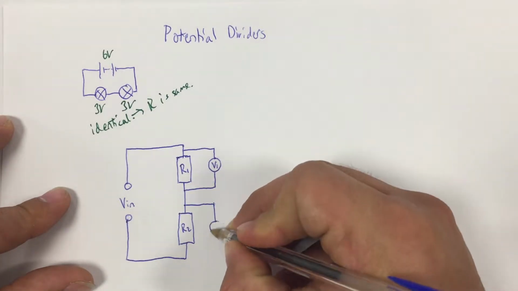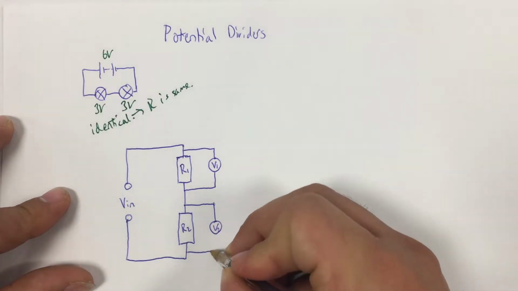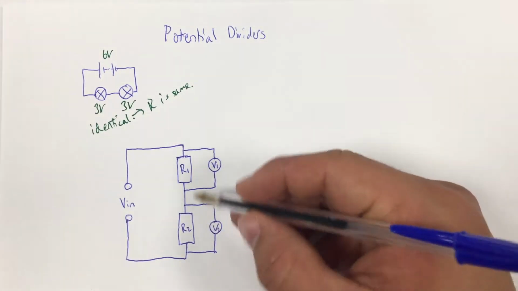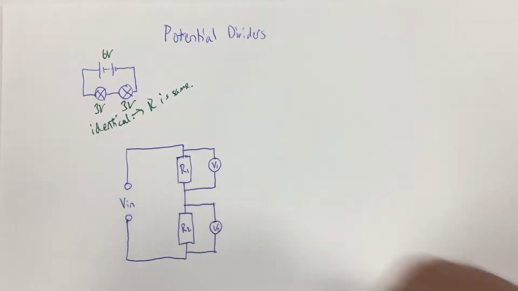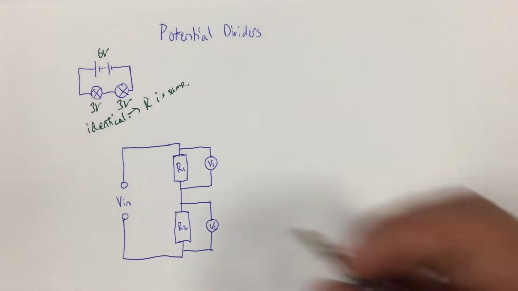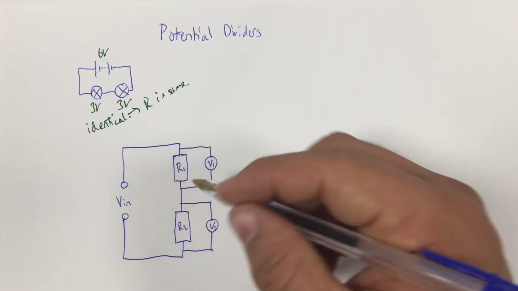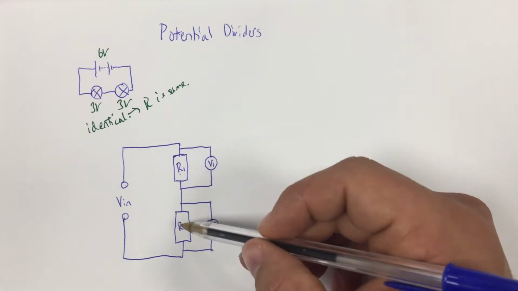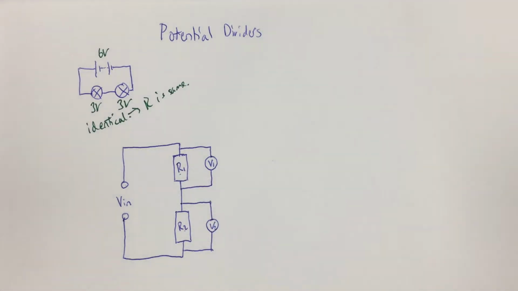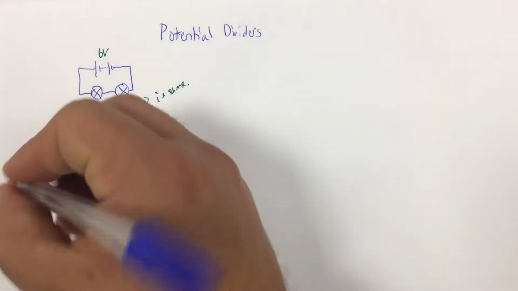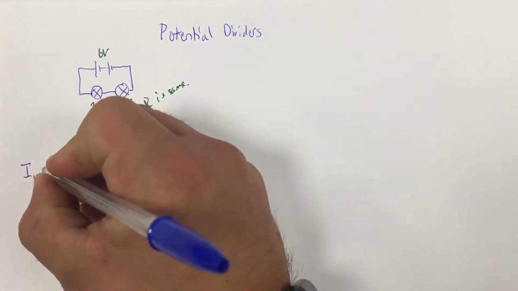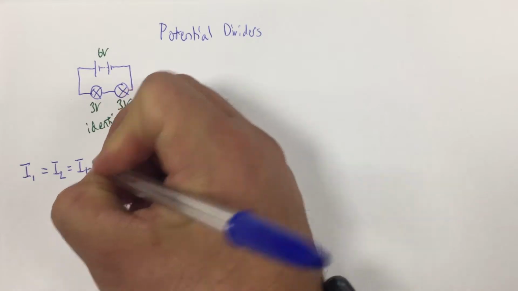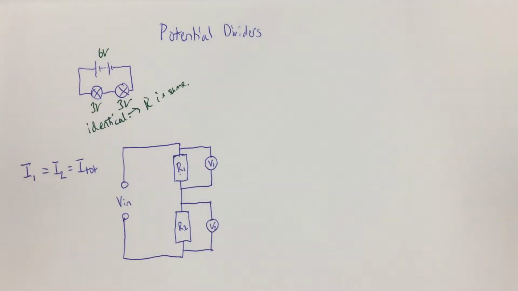If I was to put a voltmeter here, I'm going to call that voltmeter 2. That would again give me the potential difference across R2. So what I want to be able to do is to work out the voltage across any one of these components at any time, right? Now, because these two components are in series with each other, the thing that we know is going to be the same for both of them is the current. So the current in the first resistor is going to be equal to the current in the second resistor, which is also just going to be equal to the total current that is going around the circuit, okay?